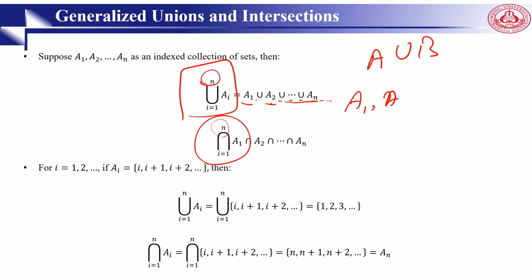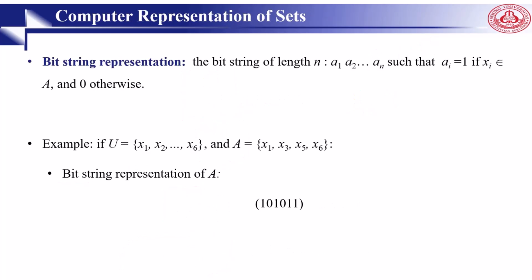Okay. So for example, if our i is 1, 2, 3, 4, something, then A_i means i plus 1, i plus 2, something, right? So you can see here the union of i to n sets means i plus 1, i plus 2, 1, 2, 3. And the same thing is for intersection. Generalization means we have many sets instead of 1, 2, or 3.